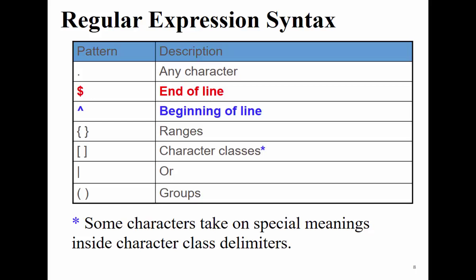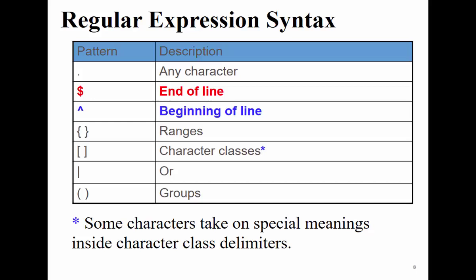We discussed last time some notation and syntax to create regular expressions. Whenever we see a dot, it means any character. Whenever we see a dollar sign, it means the end of the line. When we see the caret, which is shift with number 6, that is the beginning of the line. And whenever you use curly braces, we are specifying the ranges that we are looking for.